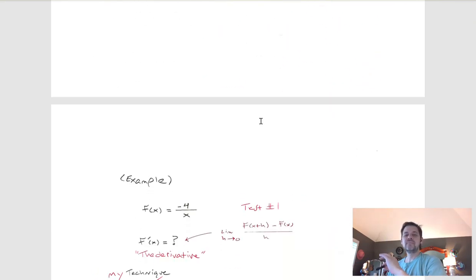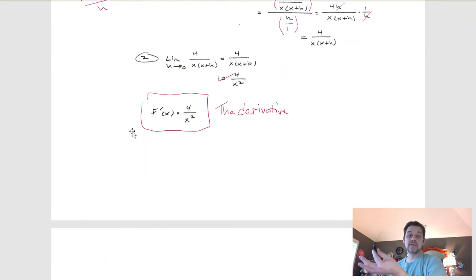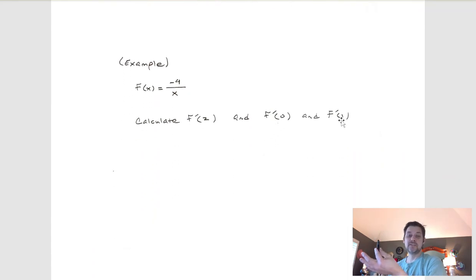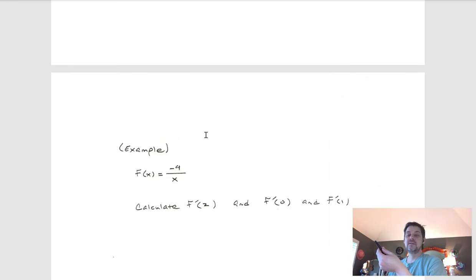Okay. But this is not a number. So how does it tell me how the variables are changing together? Well, you have to say what the variables are most of the time. So next thing might be something like this. If we have the original function, what is the derivative if x is 2, and if x is 0, and if x is 1? Okay, like we'll find out what the derivative is for different values.